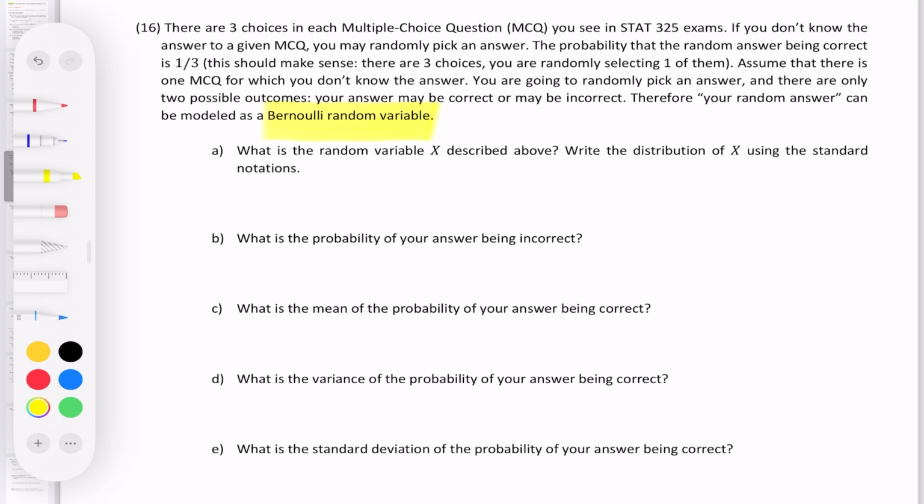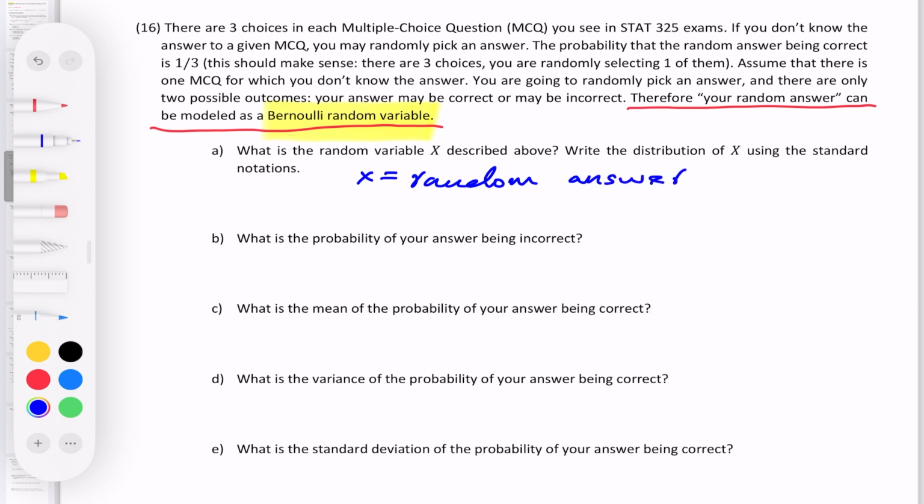Part A, what's the random variable x described above? Write the distribution of x using the standard notations. Well, of course, the complete answer is given in the question itself in that last sentence. Your random answer is the random variable. So let me write down that x as the random answer. That's the definition of x.